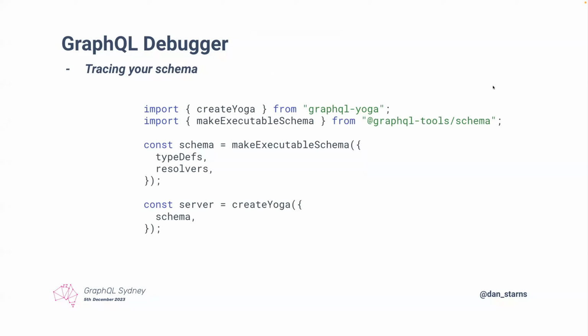So GraphQL Debugger is a TypeScript package. So it works with all of the GraphQL TypeScript tooling at the moment. So we are looking to branch out into languages like Go and Python and Ruby. At the moment, we're just going to be demonstrating with TypeScript.